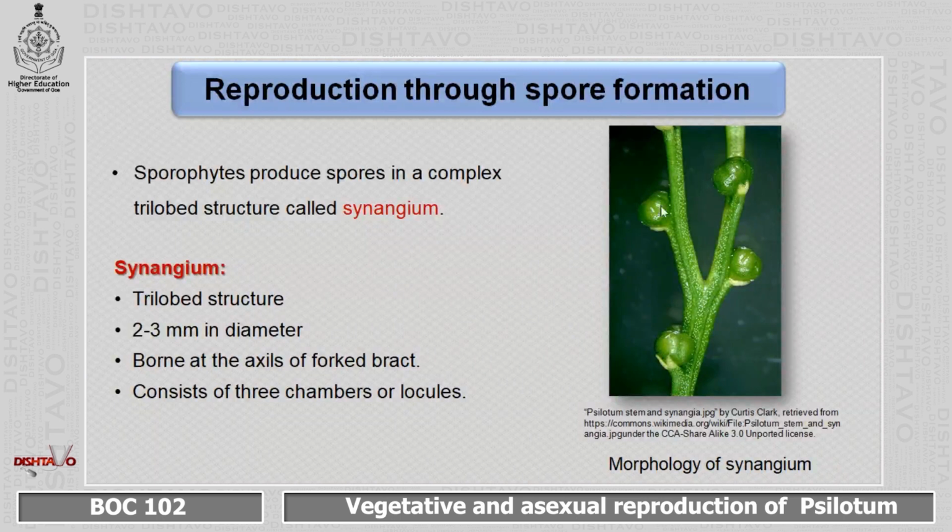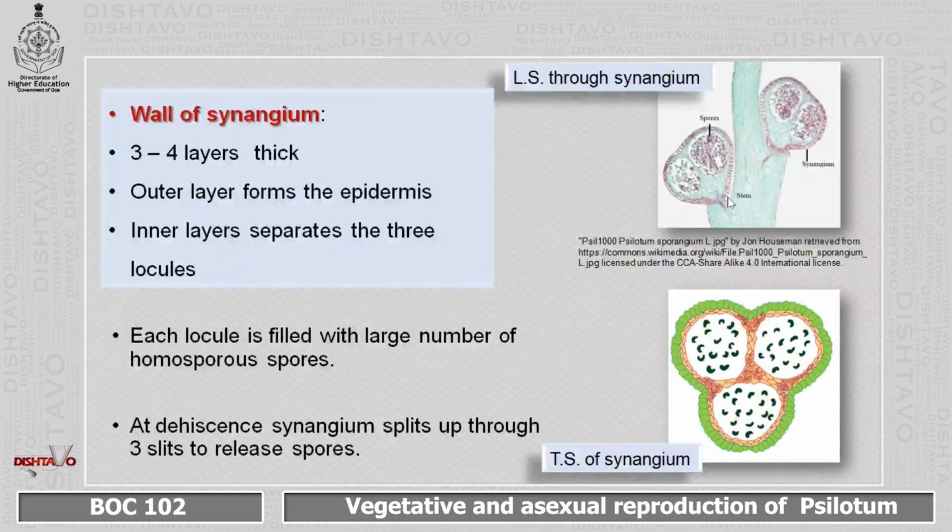Each synangium consists of 3 chambers or locules. If you take a section through the synangium, you will be able to see 3 locules or 3 chambers. So you can see here, when you take a longitudinal section through the synangium, this is how it will appear, and when you take a transverse section through the synangium, this is how it will appear. As I just told you, there are 3 locules or 3 chambers in which a lot of spores are produced.